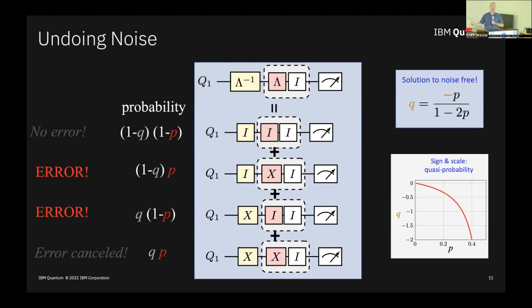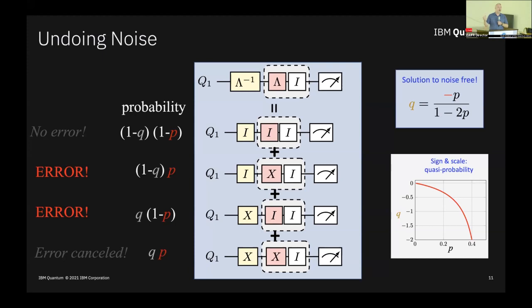And so our job in this probabilistic error correction is to take these two errors and set them so that the sum of those two probabilities is 0, to remove those errors. And if you do a little bit of algebra, you can convince yourself that this is possible. And the answer is that you need the probability q to be minus p divided by 1 minus 2p. For small errors, you basically need the probability to be minus the probability of the qubit flipping.